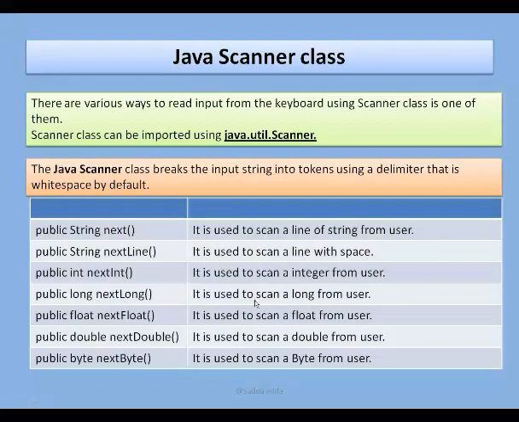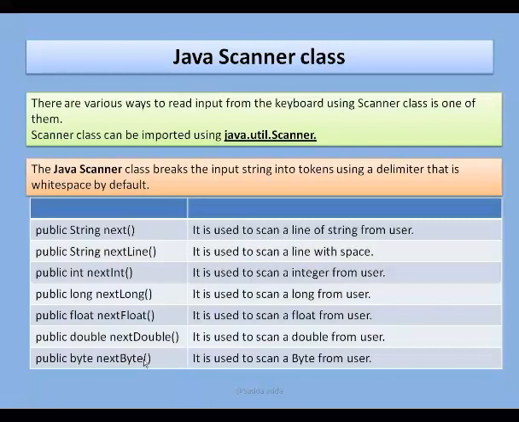Similarly, nextLong is used to scan a long value from the user. nextFloat is used to scan a float value, nextDouble is used to scan a double, and nextByte is used to scan a byte from the user. So these are the names of the functions: nextLine, nextInt, nextLong, nextFloat, nextDouble, nextByte. So how to memorize that?